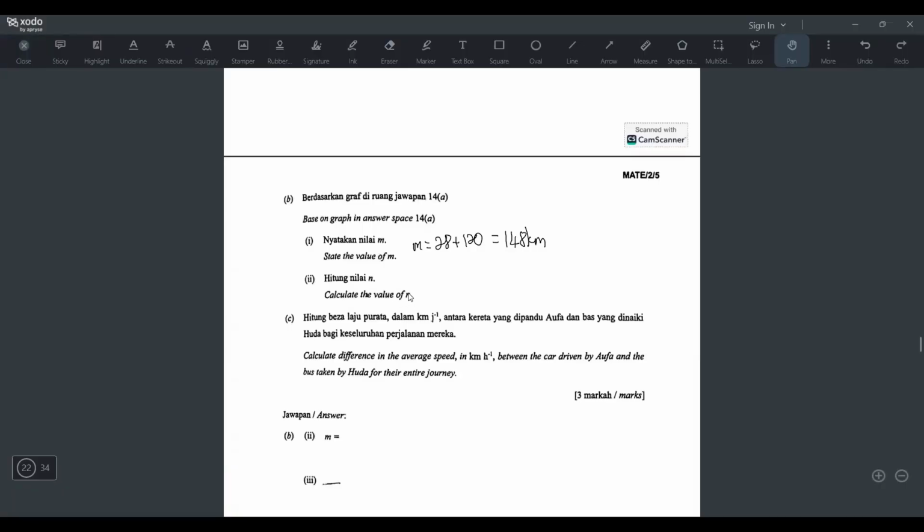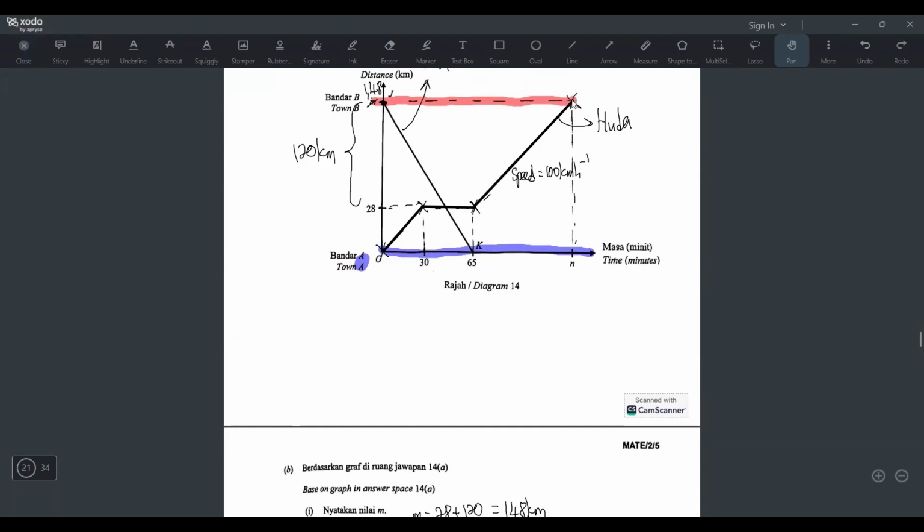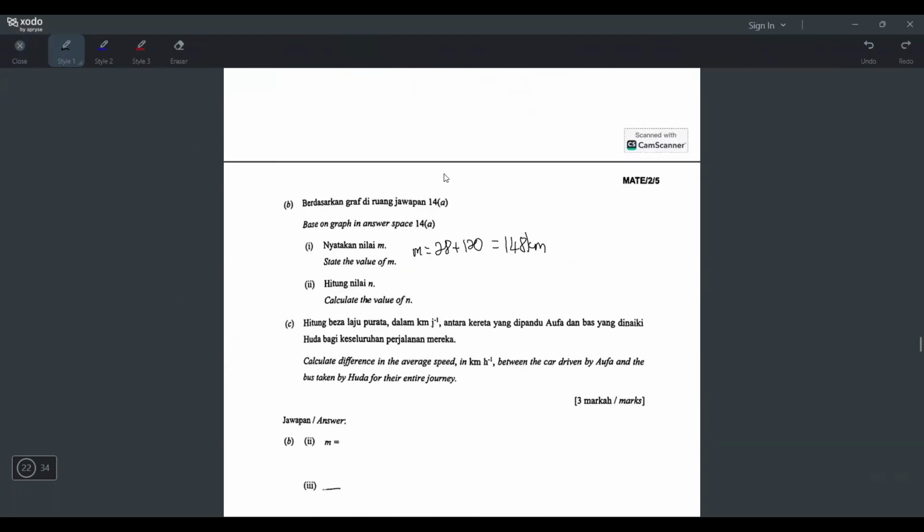Calculate the value of n. Where is n? n is down here, right? Which information do you think you will use to find n? The gradient, the speed. I told you already, the speed is actually the gradient, right? So we can write down this point and then find the gradient. Let's write down the coordinate first. The coordinate here is (n, 148).